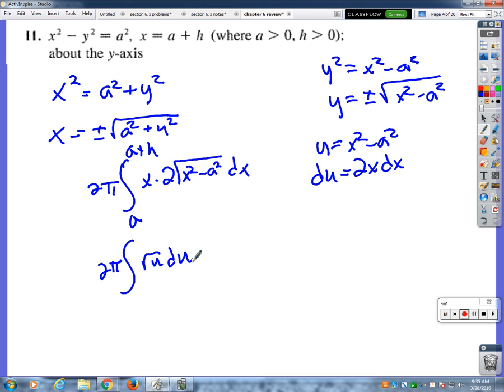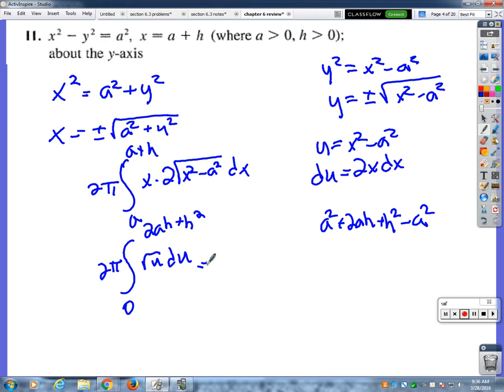All right, then let's change our limits of integration while we're at it. So if I plug a in here for our u substitution, what do I get? a squared minus a squared, which is 0, because they'll cancel. Then I have to plug a plus h in there. That's not very much fun. a squared plus 2ah plus h squared minus a squared. The a squareds cancel, so this would be from 0 to 2ah plus h squared. That is awkward. The 0 was super happy, but that's not so cool.